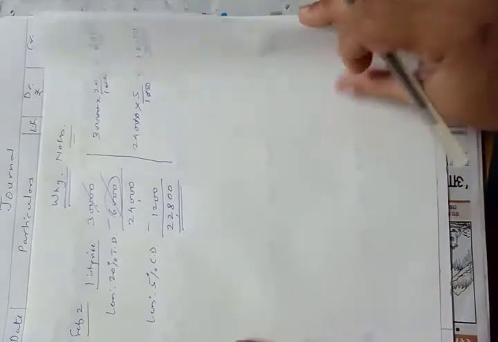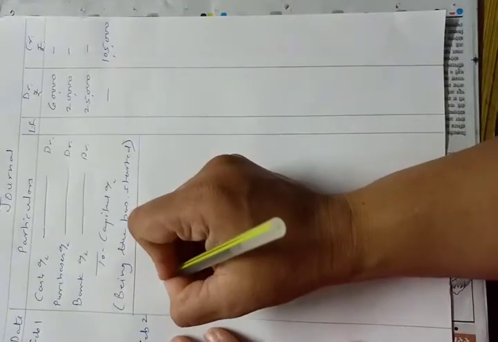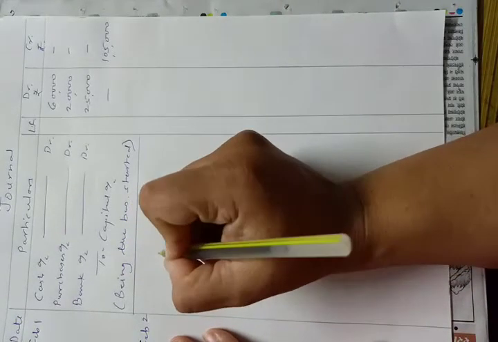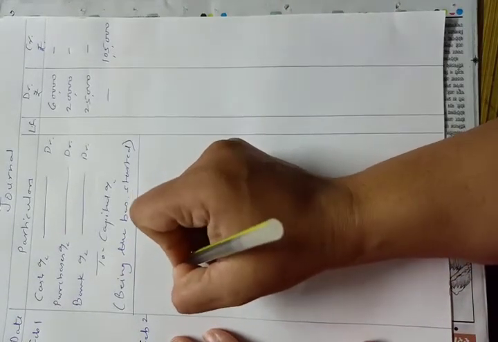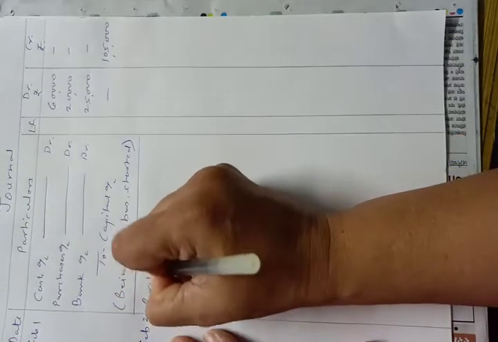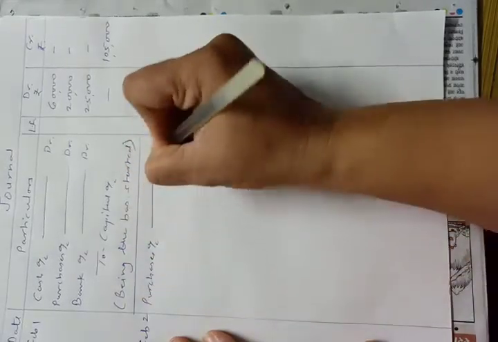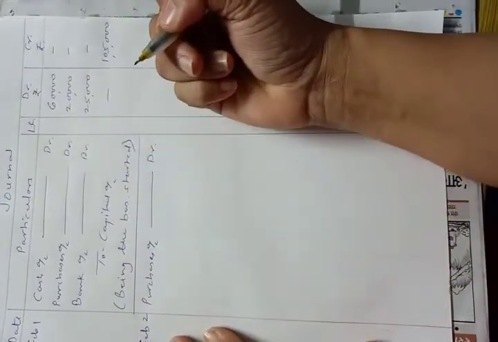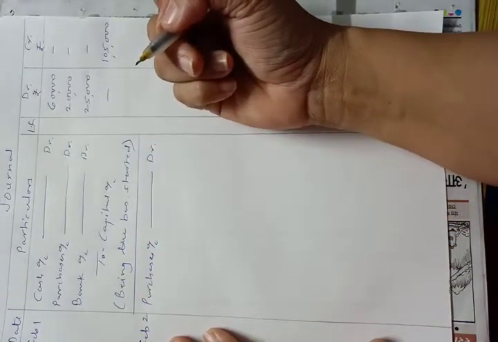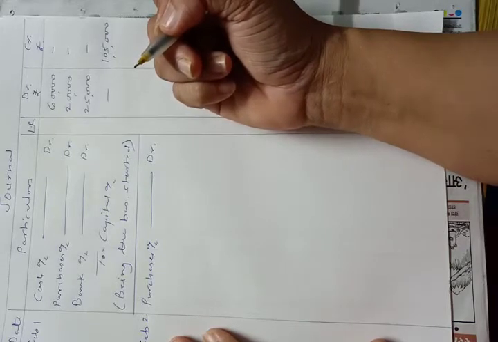Okay, so let's pass the entry here and write the amount accordingly. Bought goods from Vishwas. 3 accounts will be involved: purchases account, cash account and discount account. We have purchased goods, so purchases account will be debited. We have paid cash, so cash account will be credited. And we are getting discount while making payment.